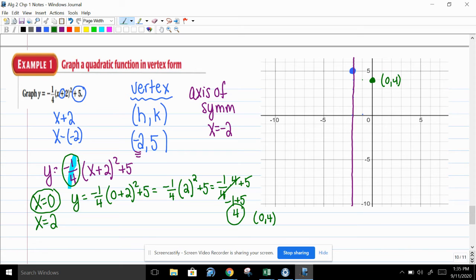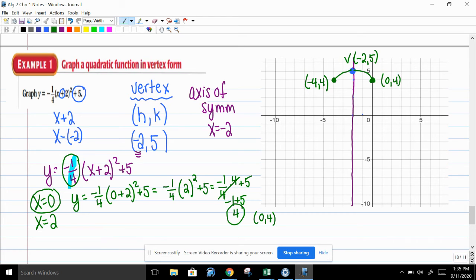This is 2 away from my axis. I can go 2 the other way and find another point, which is actually (-4, 4). Let me label my vertex here, guys. That's (-2, 5). So you can see what the graph is going to start to do.